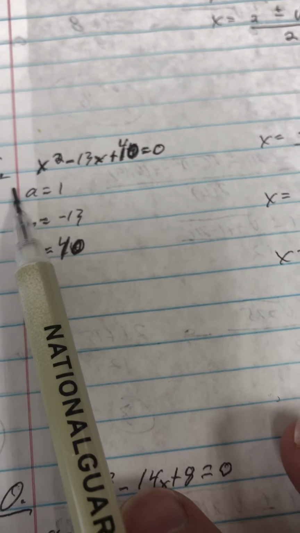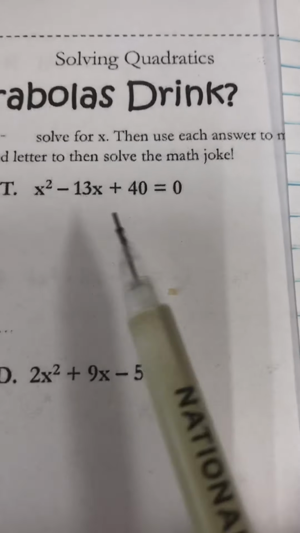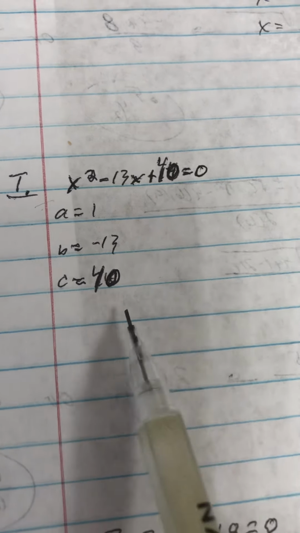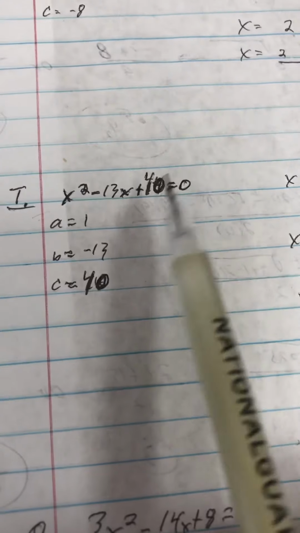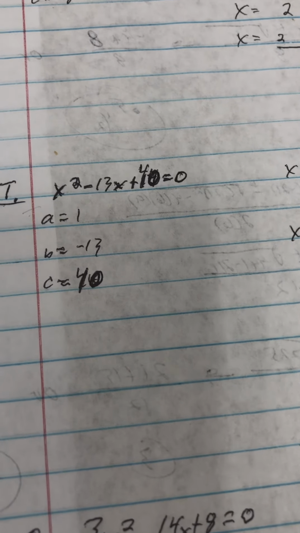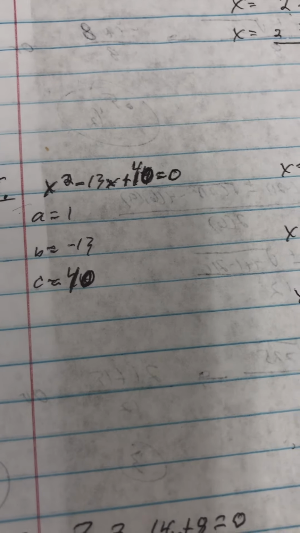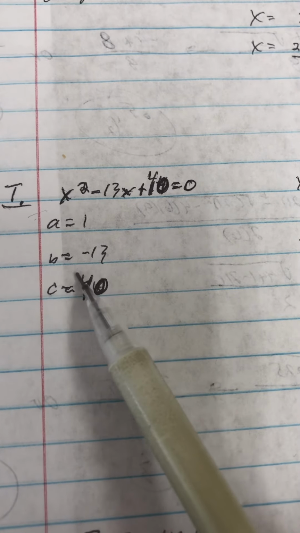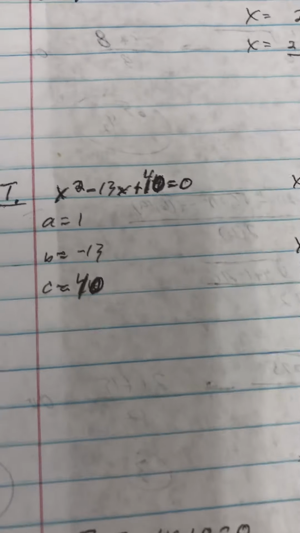Going with letter T. Letter T, you'll notice that it is written here. I wrote it wrong at first. That's why you're going to see some scribbles. For some reason, I put 14 instead of 40, and that made a lot of headache for me, and I had to go back and change it to 40. So my A is 1, my B is -13, and my C is 40.